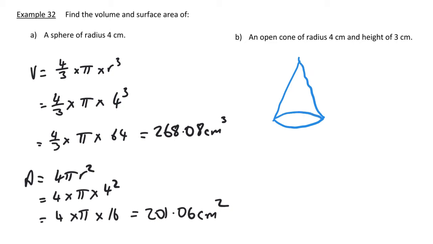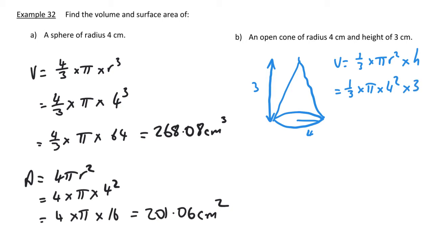Part B, an open cone of radius 4 and height 3. So I'm going to sketch out my cone. The radius is 4 and the perpendicular height is 3. So the volume is a third times pi r squared times h, which is a third times pi times 4 squared times 3, which is a third times pi times 16 times 3, which is 50.27 cubic centimetres.